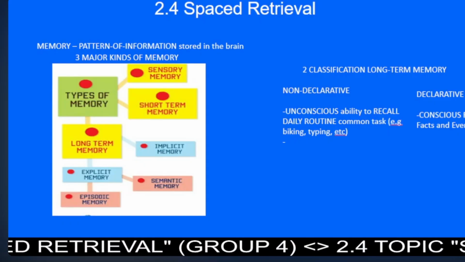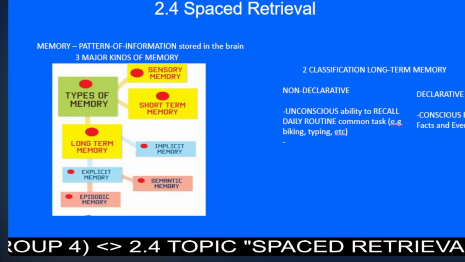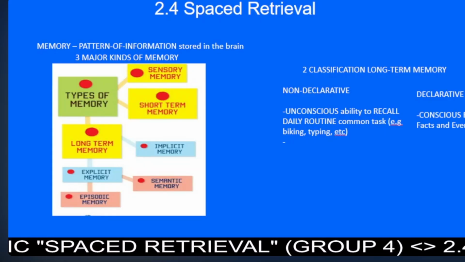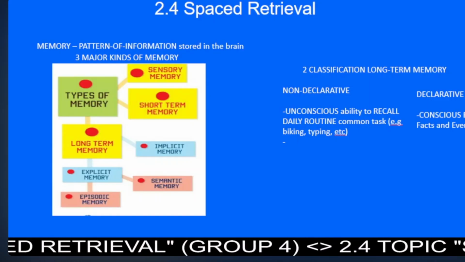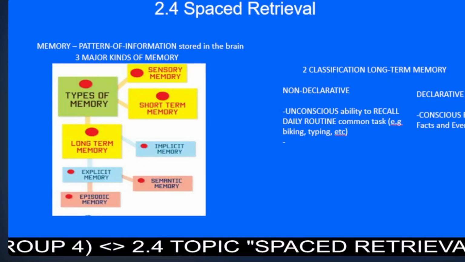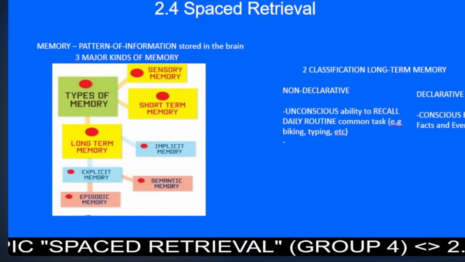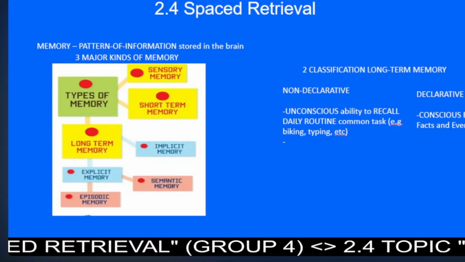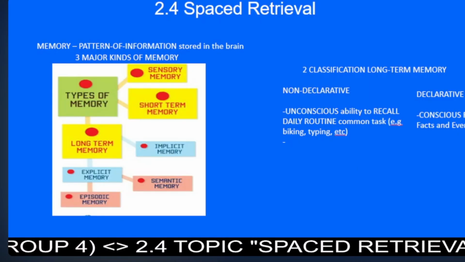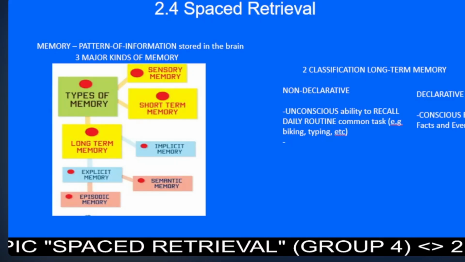As you can see on the slide, how many kinds of major memory? So there you can see there are 3 major kinds of memory: sensory memory, short-term memory, long-term memory. Let us focus on long-term memory. And what are the classifications of long-term memory?